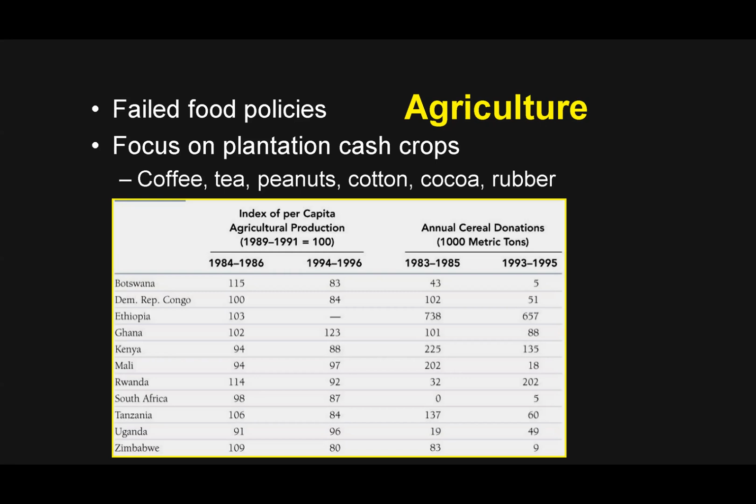And you can see on this index here on the left-hand side, this is production between 1984 and 1996. And you can see in almost every case it went down except for Ghana. So the food they produced became less than they used to. And cereal donations also, for the most part, went down, except for like Rwanda because of the conflict.